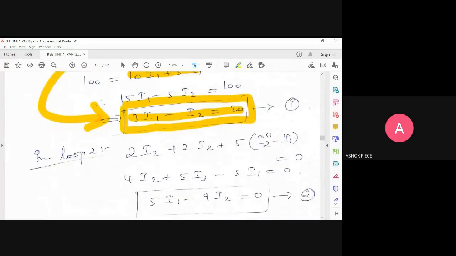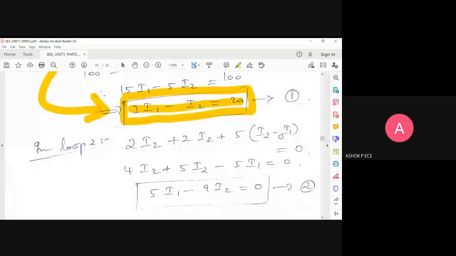Anybody having doubt? See, I have written it directly. So it is minus 2 I2, again minus 5 into I2 minus I1. If you again put 5 into I1 minus I2 here, it is wrong, because whichever mesh you are considering, that current is your focus. The other current will always come after that. So everywhere you have a minus sign, you can take it to the other side and everything will become positive. That's why I have written this step.